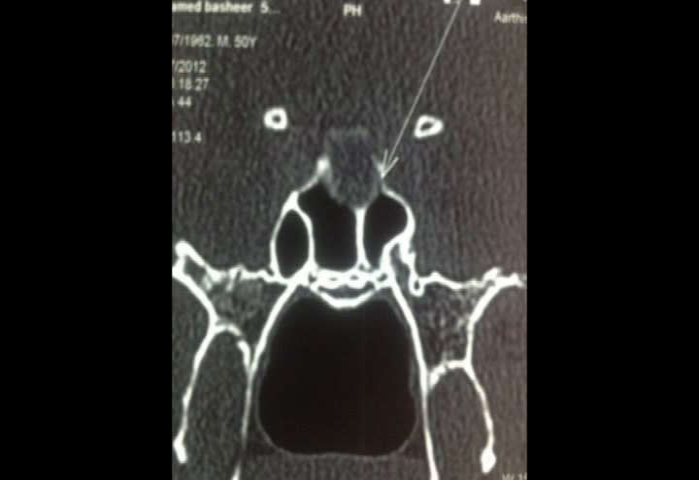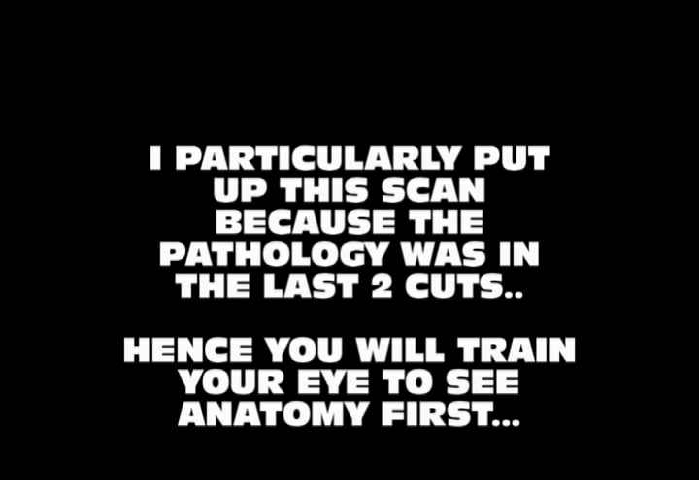So you have to plan. I will plan for a left Hadad flap, and then I will be doing a sphenoidotomy, posterior ethmoidotomy, and I will be repairing the defect. I particularly put up this scan because the pathology was in the last two cuts. Hence, we will train your eye to see only the anatomy first. And this is part 1 of reading a CT scan.